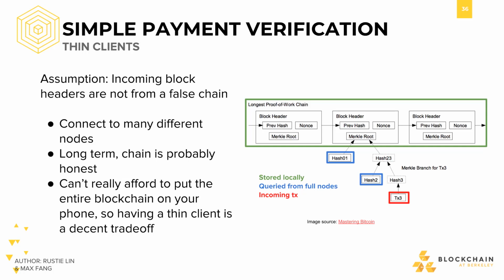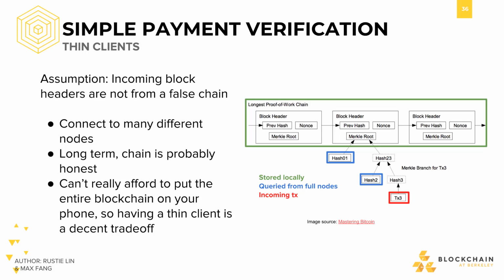One major assumption you have to make when using SPV is that incoming block headers are not from a false chain. If the block headers you receive are fake or invalid, then a transaction you see as valid might actually not be so, and someone could potentially double spend you.